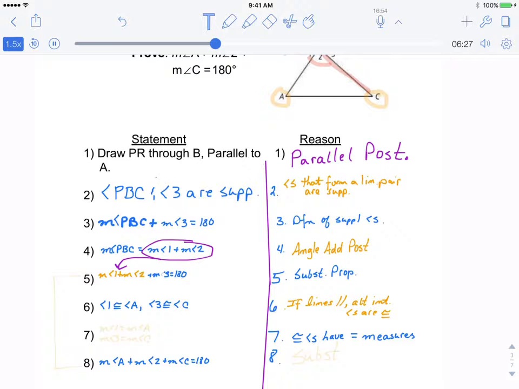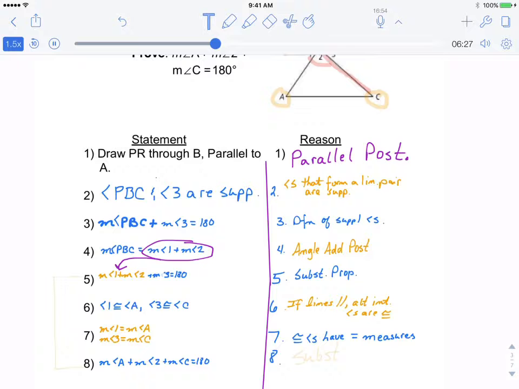Okay, all right, and then number 7, our reasoning is that congruent angles have equal measure. So let's just tie in with what we did above. So if we take the measure of angle 1, it equals the measure of angle A, and we take the measure of angle 3 and set that equal to the measure of angle C. Okay, and that's really just what we've got above. We're just putting the measure part of it back in there.